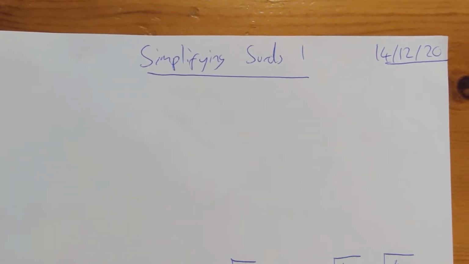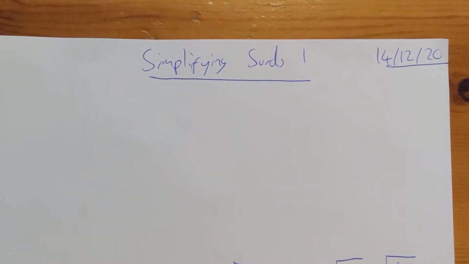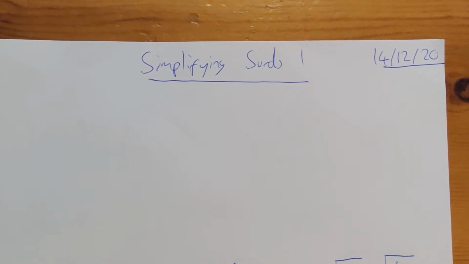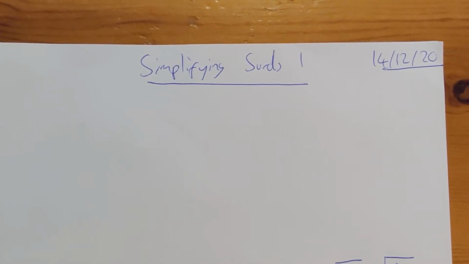So put yourself a date and a title in whatever you're working in. Hopefully you've got your exercise book, but wherever you're working, put yourself a date and a title. Simplifying Surds 1 on the 14th of December.